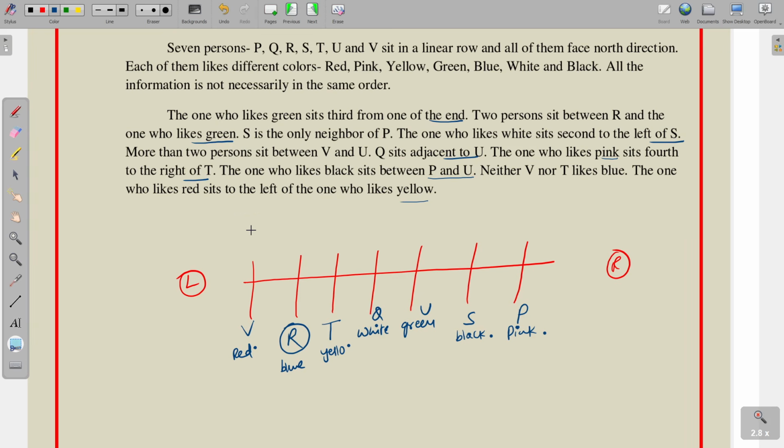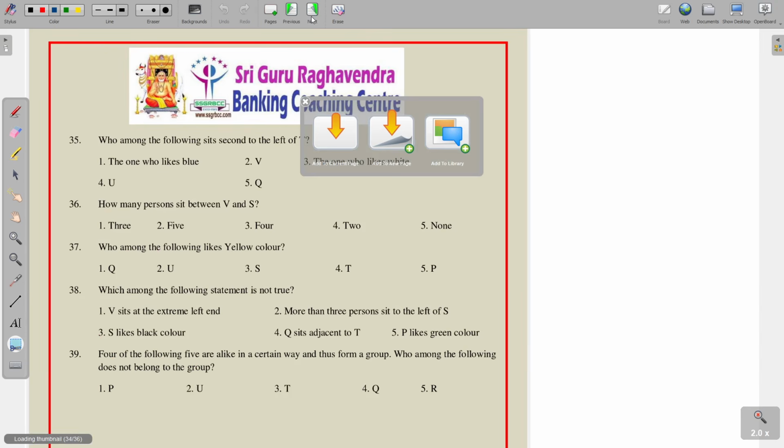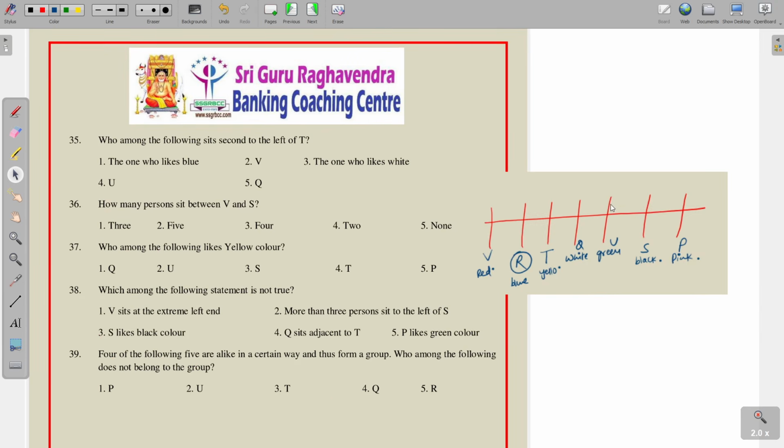So let us move on to the questions. See the first question: who among the following sits second to the left of T? That is V. How many persons sit between V and S? Between V and S, there are 4 persons. Who among the following likes yellow color? That is T. T likes yellow color.